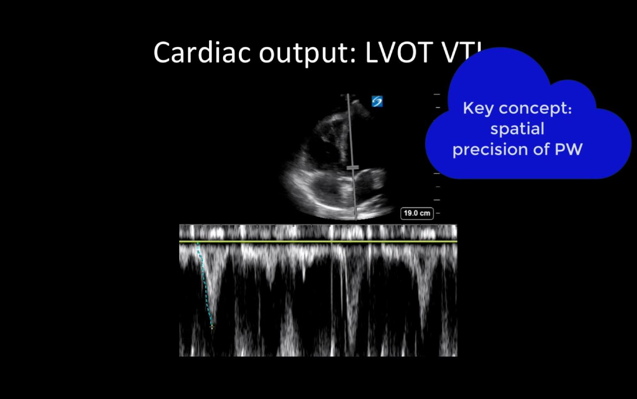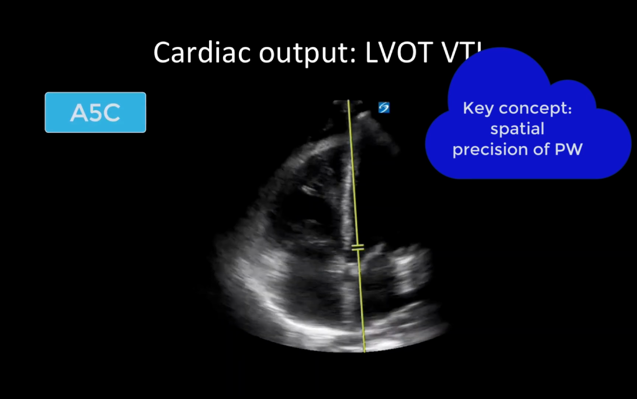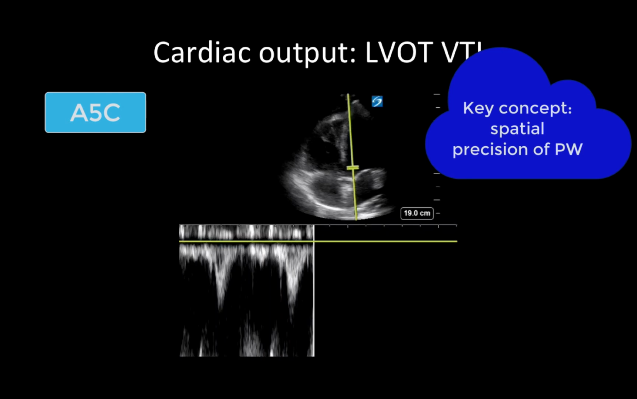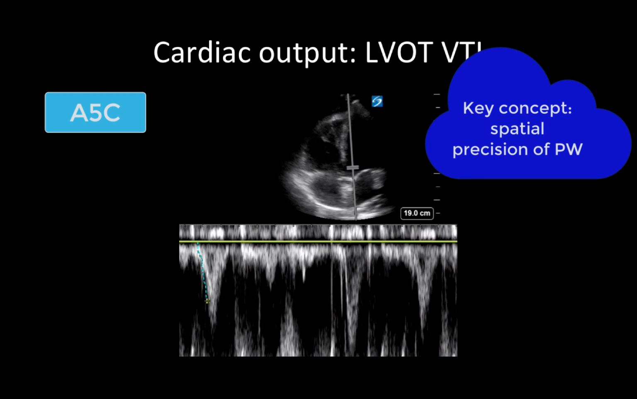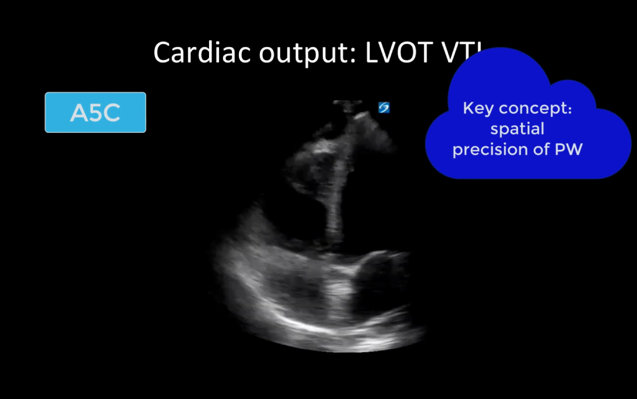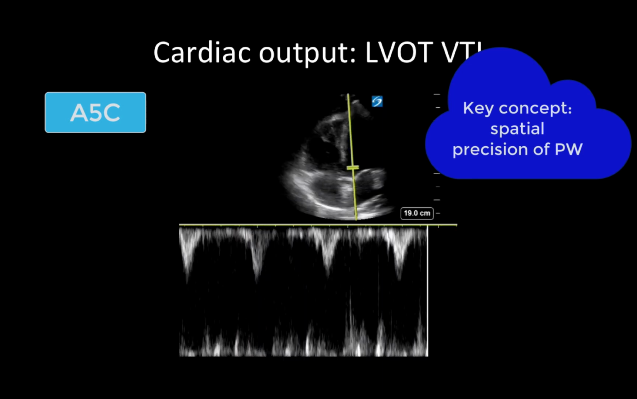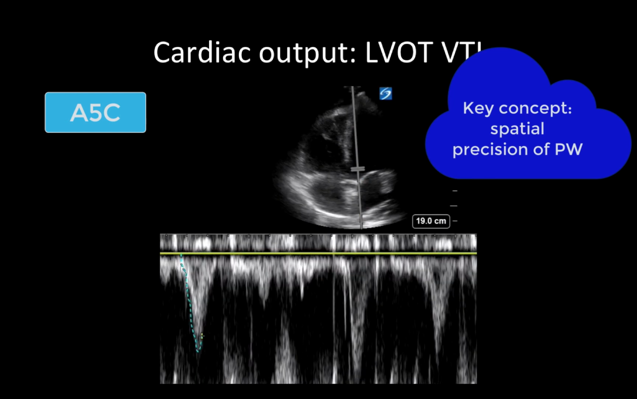And we calculate LVOT VTI in an apical 5-chamber view, so you can maybe therefore appreciate that if we use CW instead of PW and sampled blood volume from all points along that line of interrogation, we would actually also be analyzing blood flow from beyond the aortic valve. And in all patients, even those without any aortic stenosis, blood flow after the aortic valve is always faster than blood flow before the valve, as the valve represents a natural narrowing of the orifice through which blood is passing.